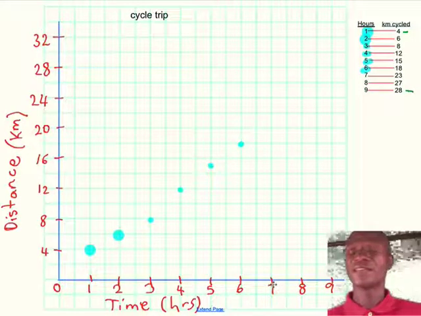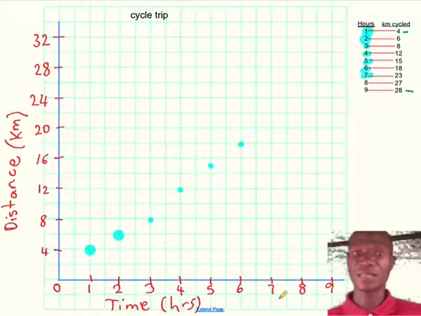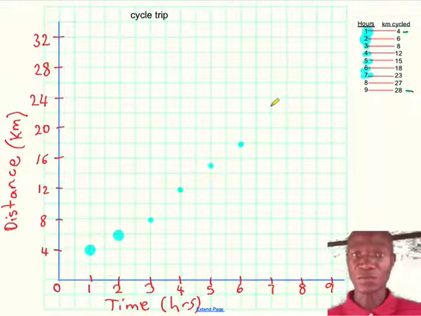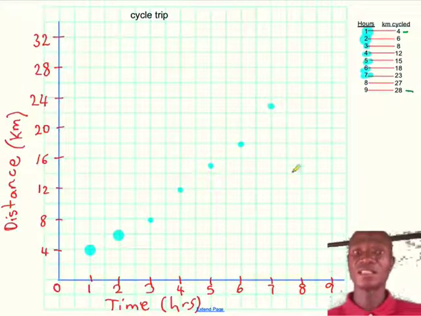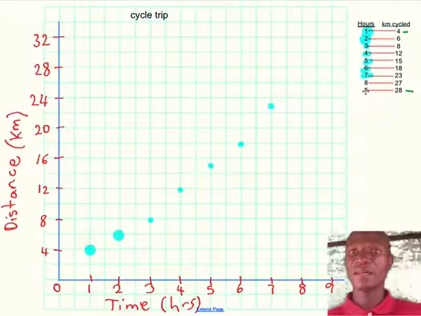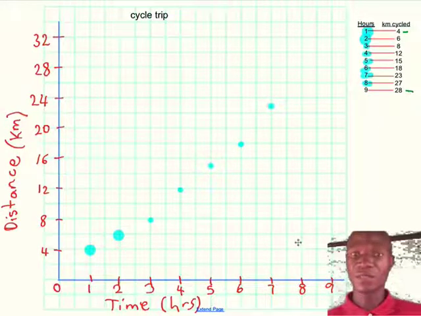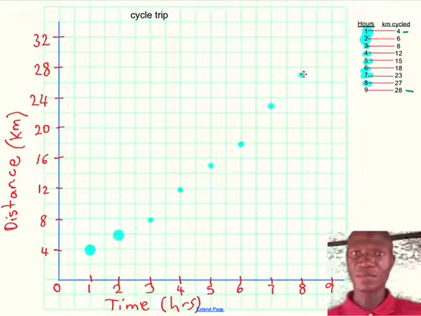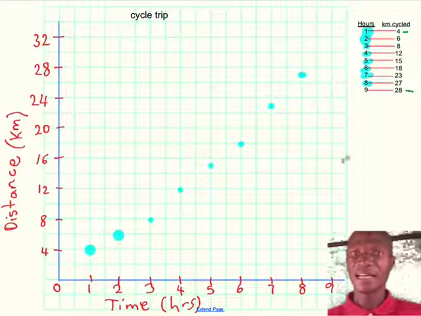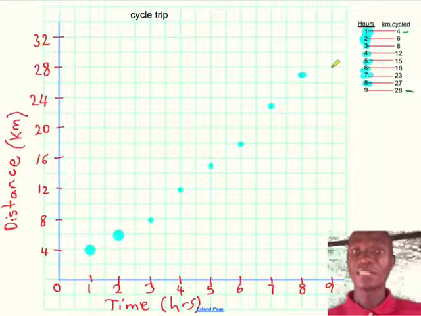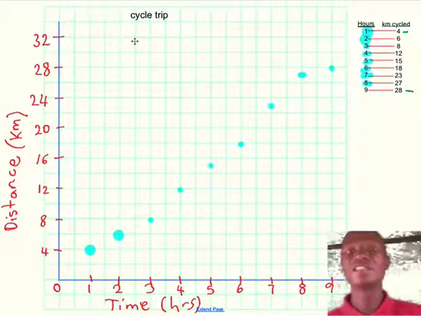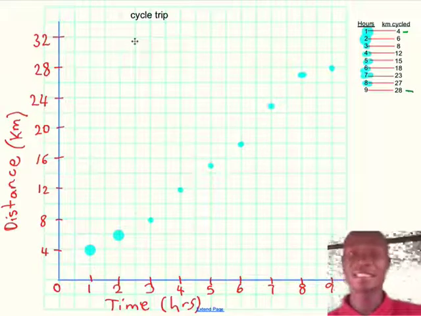Get it? Seventh hour is 23. Go up there. 20, 24, 22. 24, so 23 is in between there. We go to the 8th hour. The 8th hour is 27. We go up there. 24, 26, 27 before we get to 28. Then the 9th hour is 28. After we've done that, we have to join these points on our graph using a straight line.